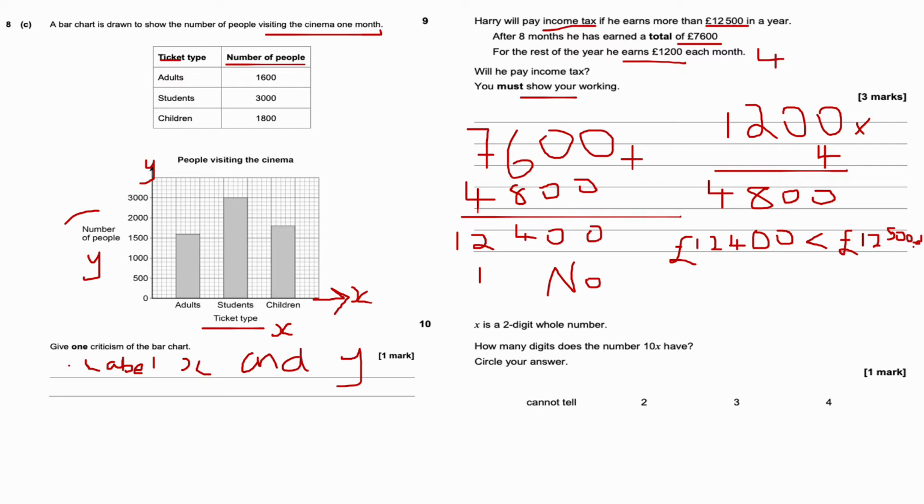Question number 10. X is a 2-digit whole number. How many digits does the number 10x have? Well, if it's 2 digits, then 10 times the 2-digit number. Let's say the number is 21. I'm going to get 210. So the answer that I get is a 3-digit number. Essentially, because you're always doing 10 times a 2-digit number, multiplying by 10 makes it into a 3-figure number.